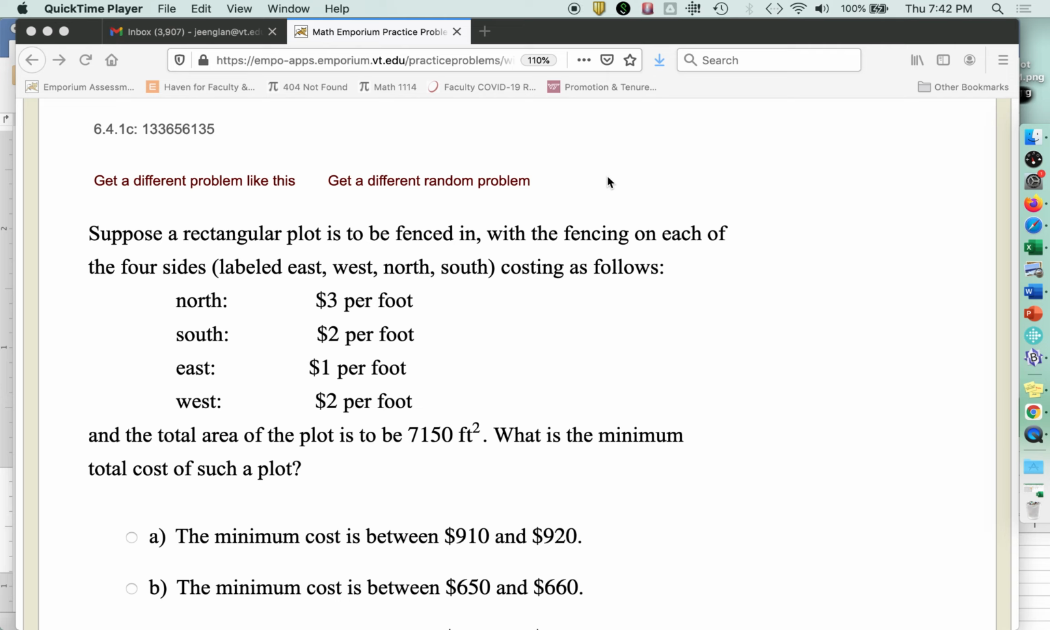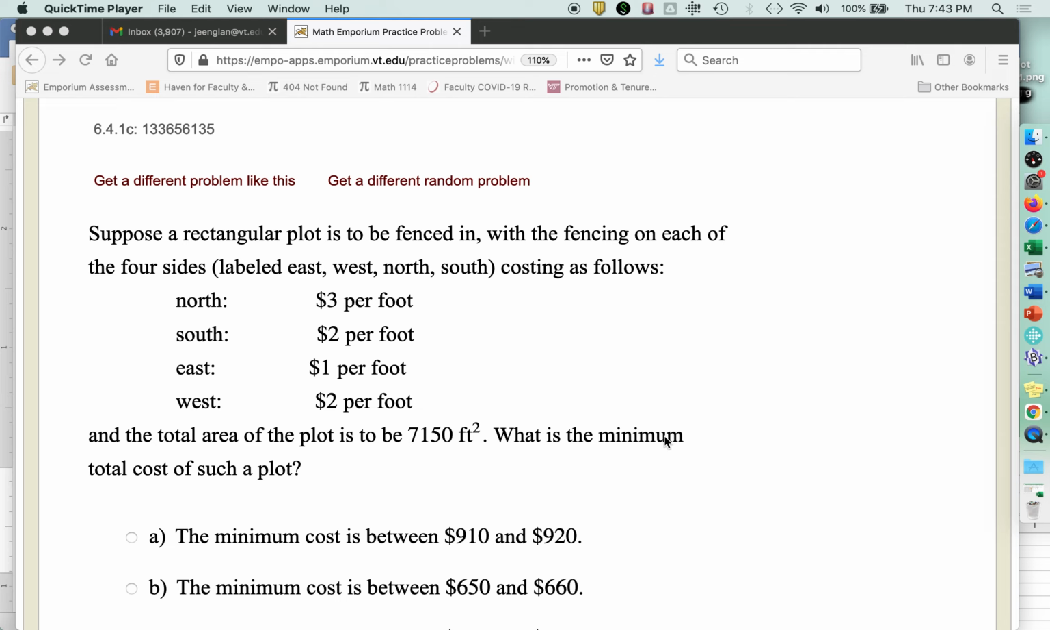6.4.1c. Suppose a rectangular plot is to be fenced in, with the fencing on each of the four sides labeled east, west, north, south, costing as follows. North is $3 per foot, south is $2 per foot, east is $1 per foot, west is $2 per foot, and the total area of the plot is to be 7,150 square feet. What is the minimum total cost of such a plot?